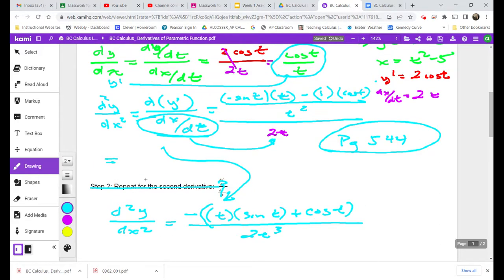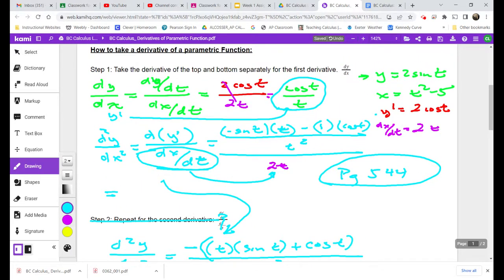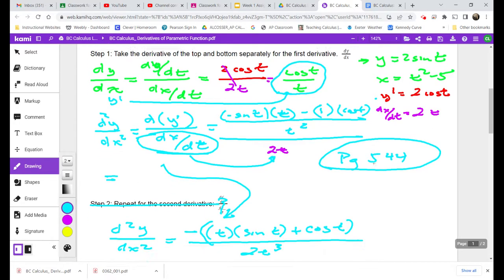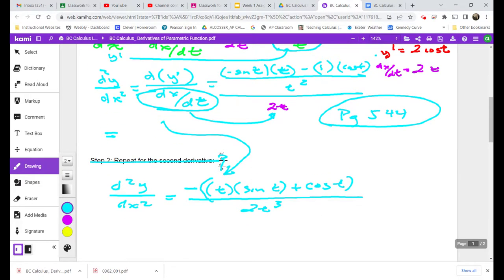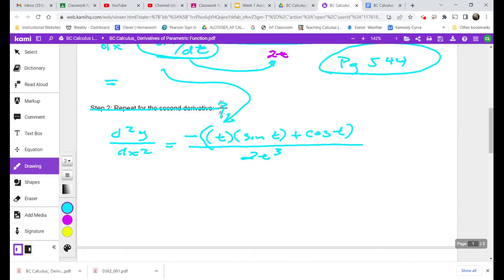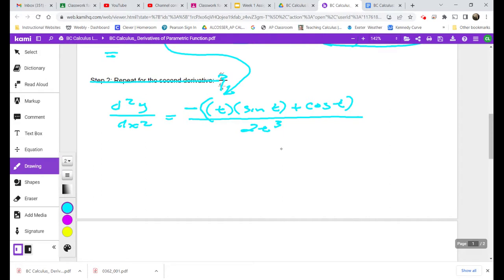We can use the first derivative to find the slope at any given point of this parametric equation, and we can use the second derivative by setting it equal to 0 to find our inflection points. So it's the same concept. We just have to deal with the formula that we're dealing with.